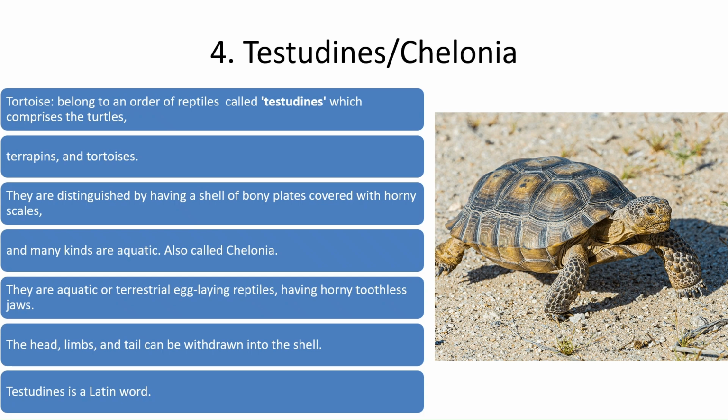Testudines or Chelonia. Tortoise belongs to an order of reptiles called Testudines, which comprises the earth turtles, terrapins, and tortoises. They are distinguished by having a shell of bony plates covered with horny scales, and many kinds are aquatic. Also called Chelonia, they are aquatic or terrestrial egg-laying reptiles having horny toothless jaws. The head, limbs, and tail can be withdrawn into the shell. Testudines is a Latin word.